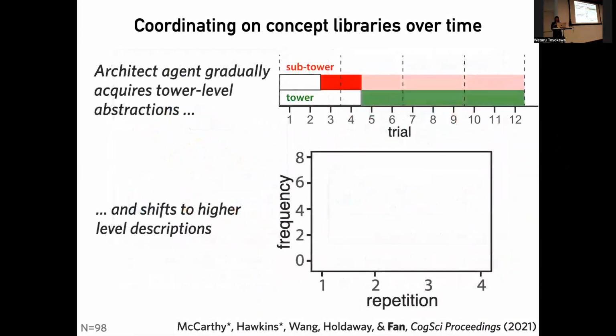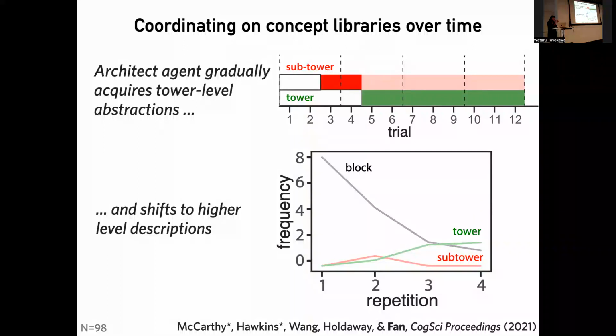And we found that this conceptually simple combination of mechanisms yields an architect agent that can reproduce the key qualitative behavioral patterns from our behavioral experiment, including a bias towards tower level abstractions over time. So this architect agent learns to prefer these higher order terms rather than talking about individual dominoes.